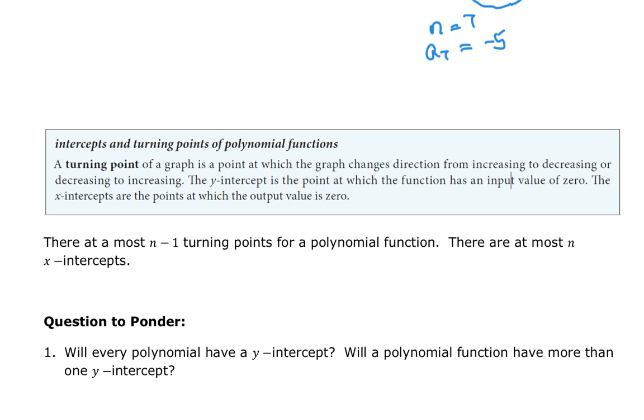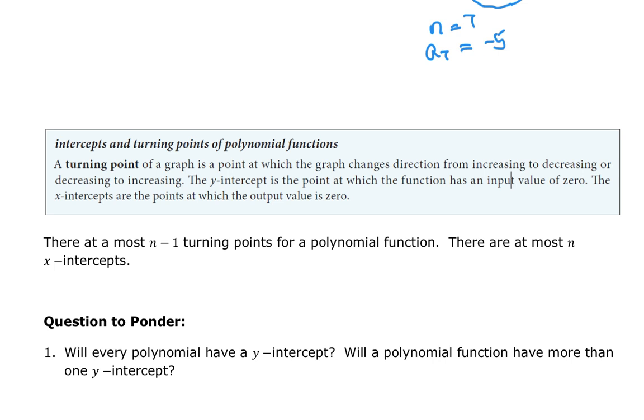When we have a polynomial, we are guaranteed at most n minus 1 turning points. And we are guaranteed at most n x-intercepts. We're not guaranteed on certain polynomials to have an x-intercept. And we are not guaranteed on polynomials to have turning points.